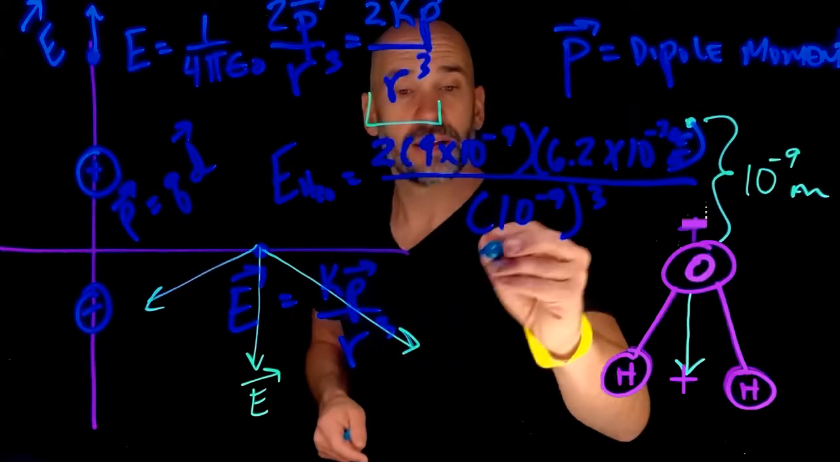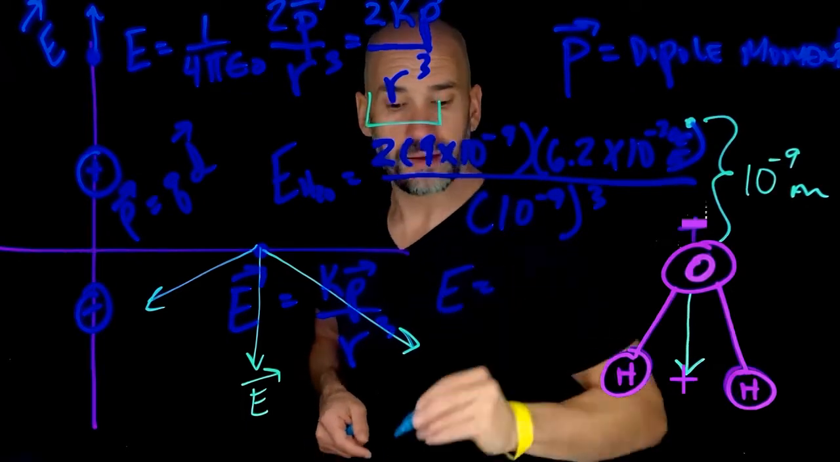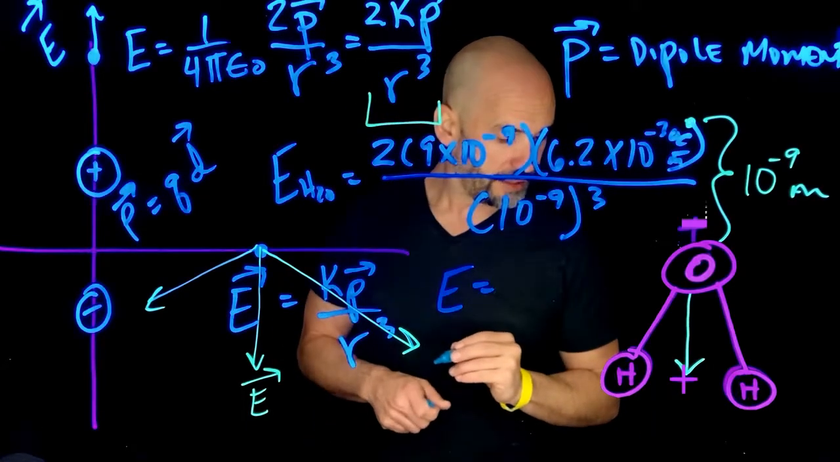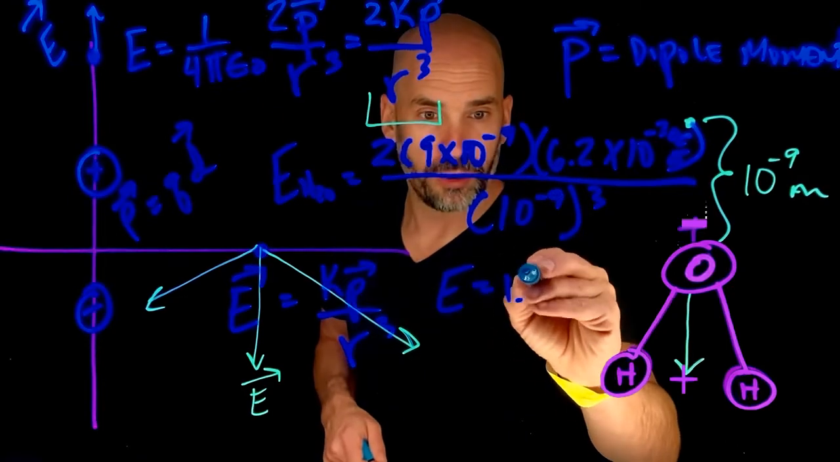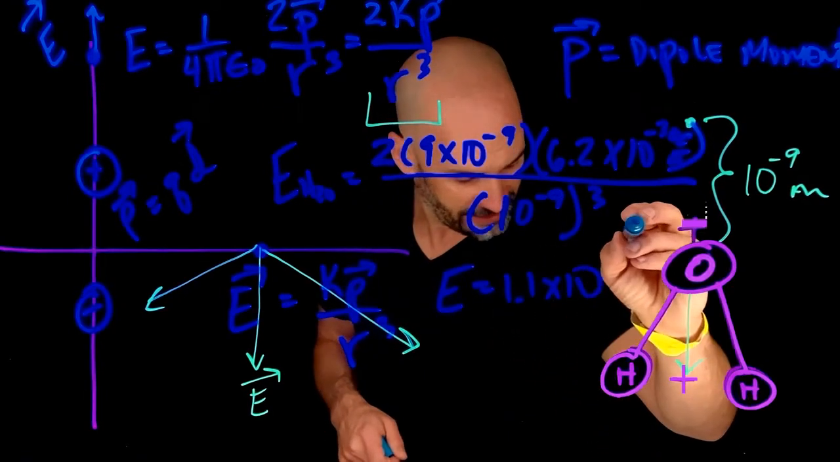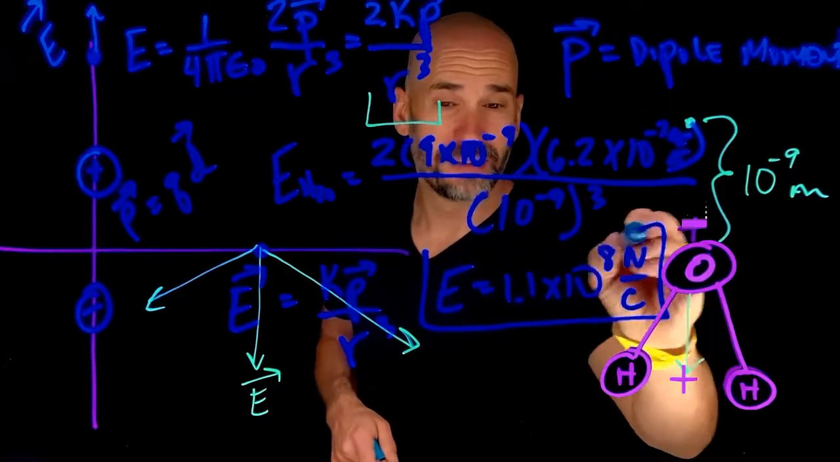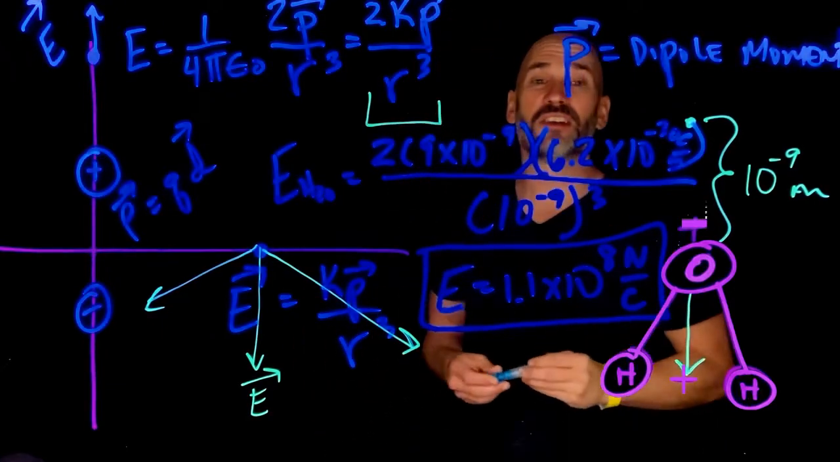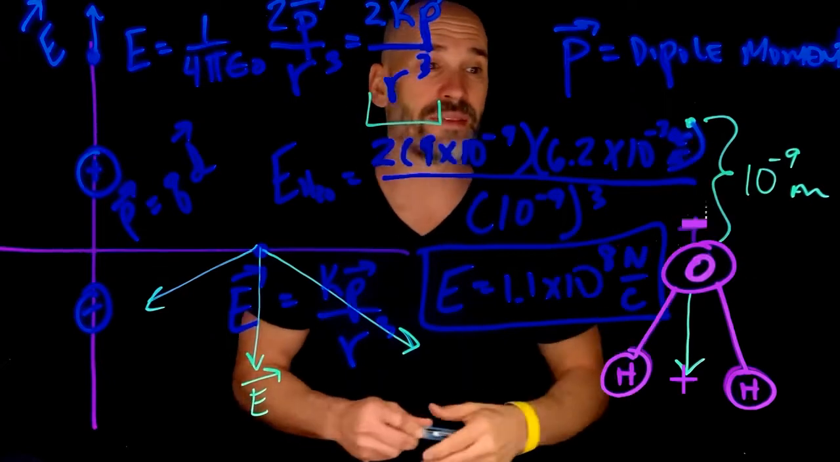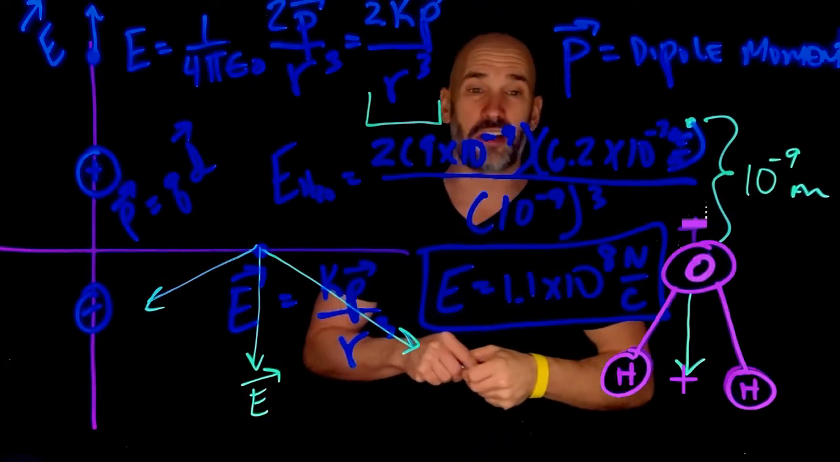Okay, if I put that in my calculator, I multiply it all together, I get an answer of 1.1 times 10 to the 8 newtons per coulomb. That's big. That's really big. Why would it be so big? It's because you're so close to the water molecule. 10 to the minus 9 meters, you're very, very close to it.